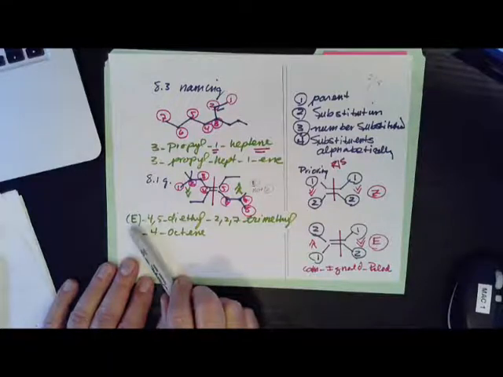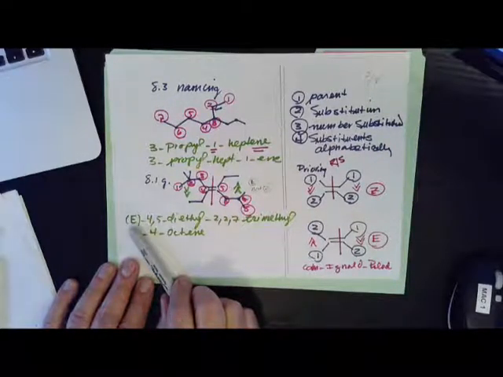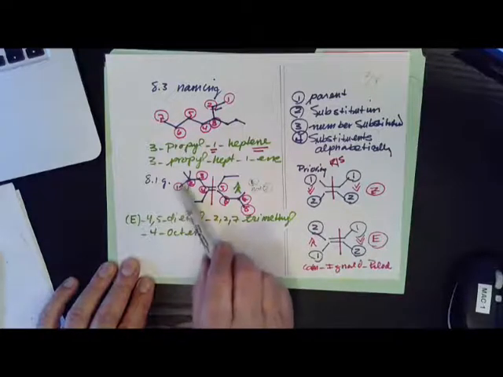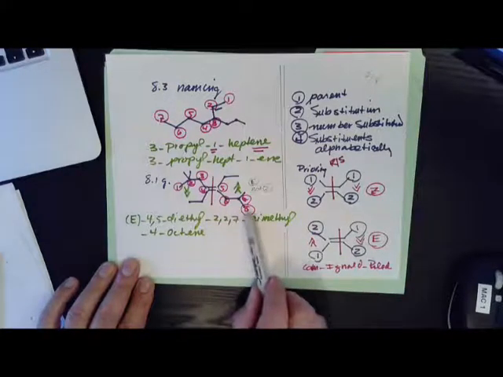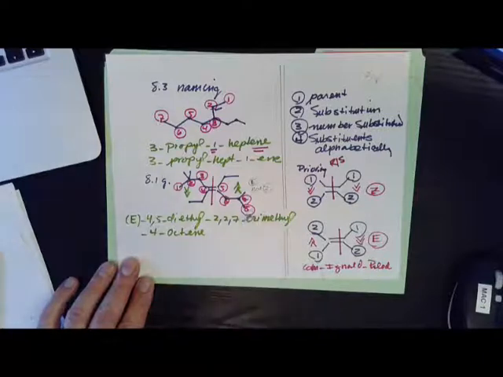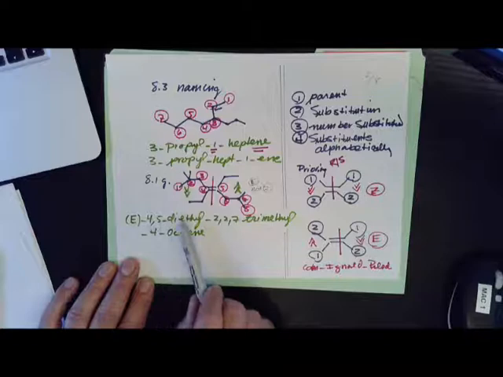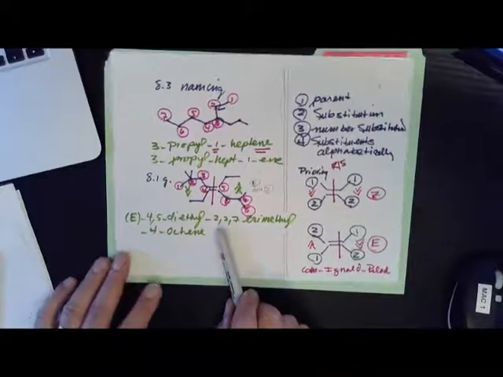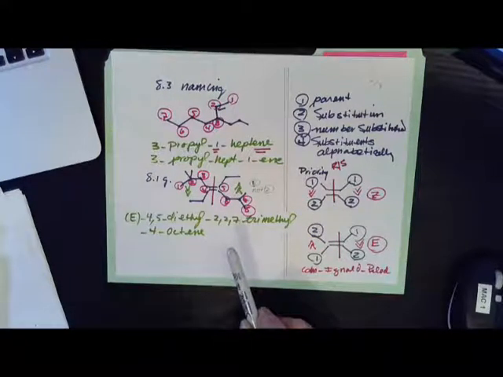Then we name it as before, so we need to find the longest chain. The longest chain is basically 8 carbons. And we put the substitutions first, which are at 4 and 5. We have 2 ethyl groups, diethyl. We have 3 methyl groups, 2, 2, 7, trimethyl.